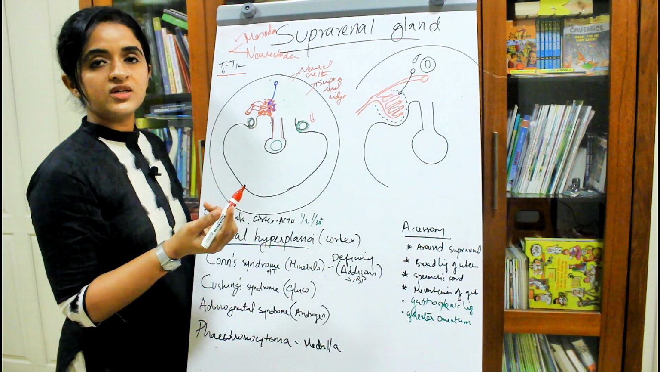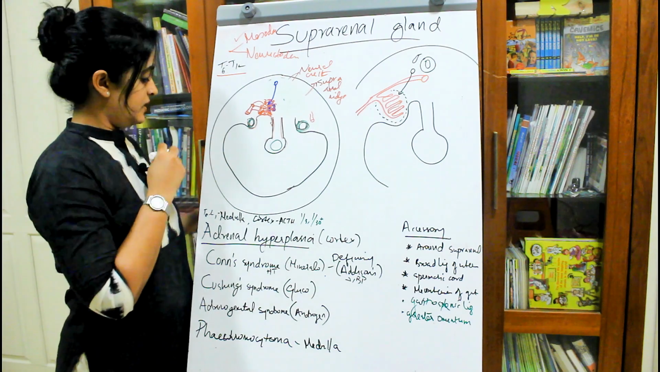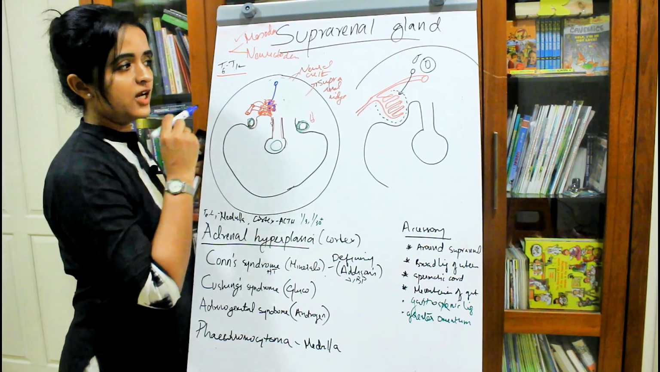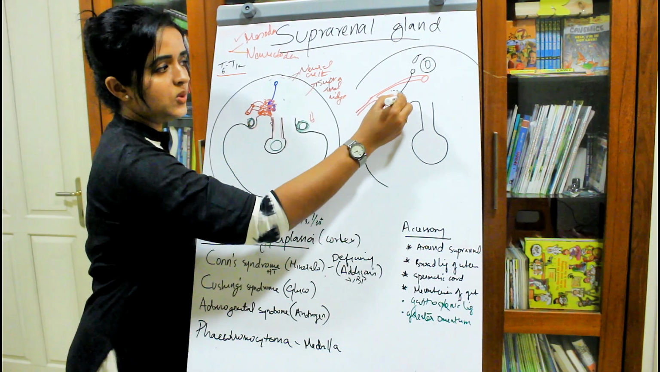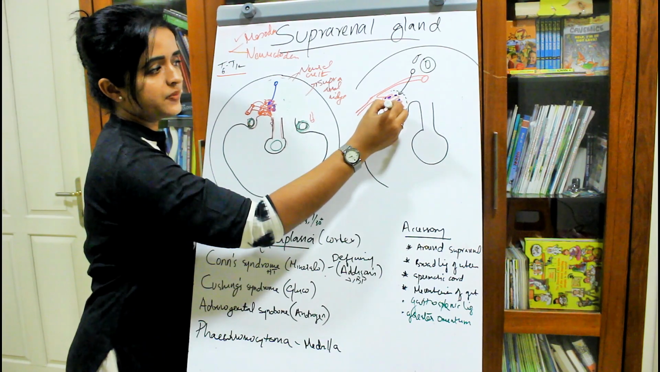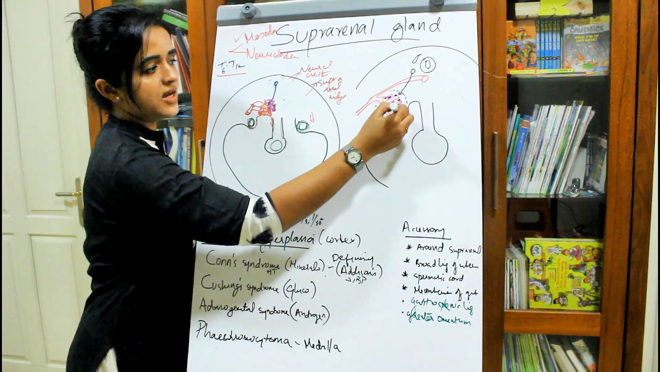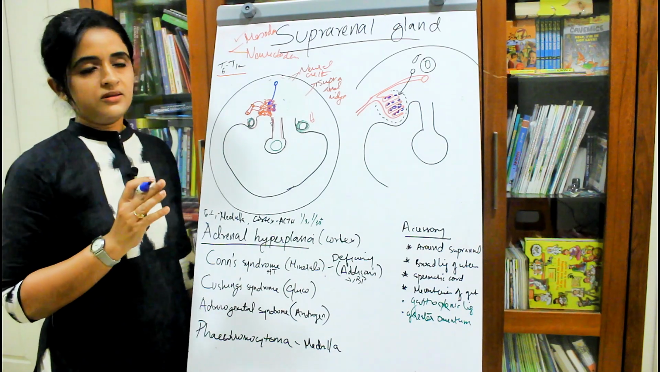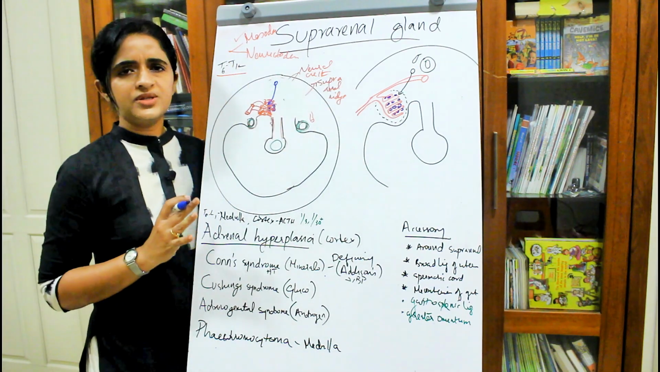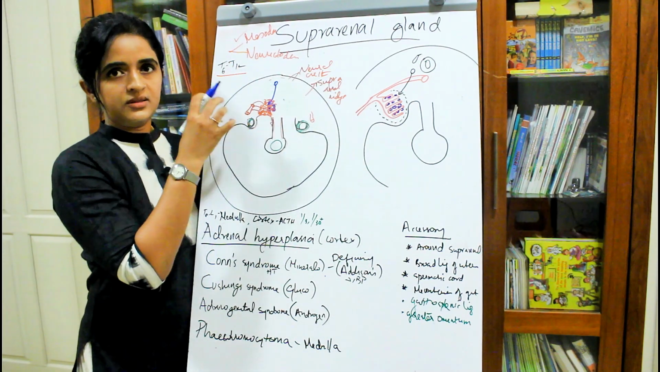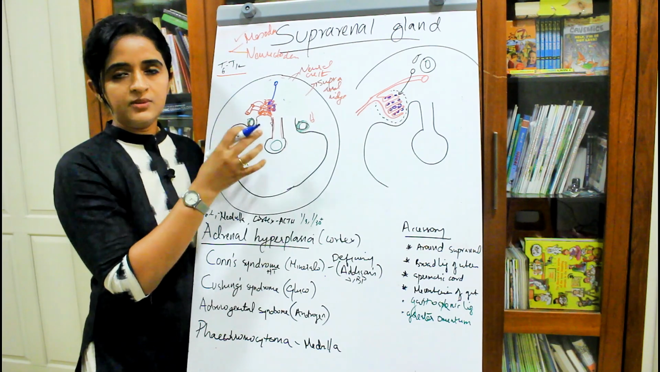So what happened to the cells within it? The cells within it will be sandwiched between the capillaries. So this is what is happening to the cortex, the cells of the cortex which are derived from the mesoderm.